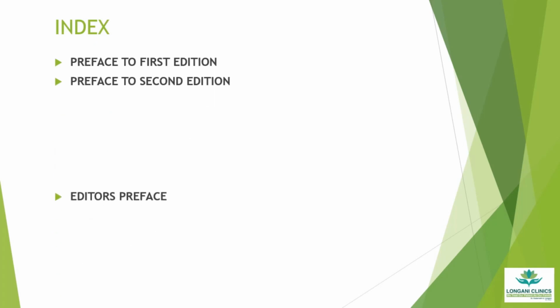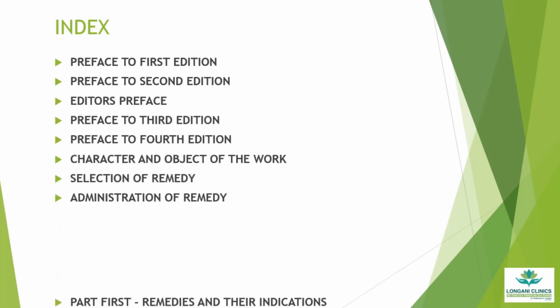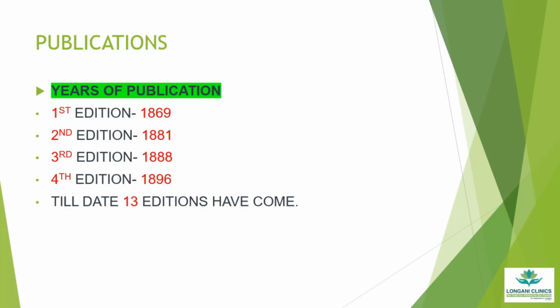Now we will see the index. First, preface to first edition. Second, preface to second edition. Then editor's preface. Then preface to third edition. Then preface to fourth edition. Then character and object of the work. Then selection of remedy. Then administration of remedy. Then part first, remedies and their indications. Then part second, repertory. Then list of authors. And at the end, index.